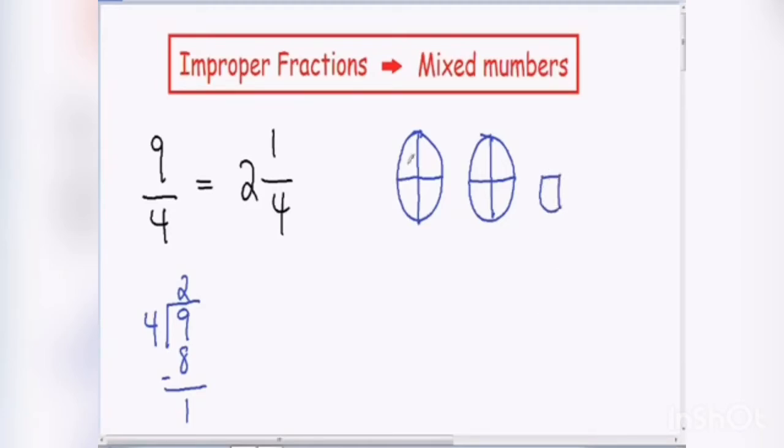So let's count how many fourths of the pies we have total. We have 1/4, 2, 3, 4, 5, 6, 7, 8, 9. We have 9 fourths of the pie, or 9 over 4. So hopefully you can see that 9 fourths of the pie is exactly equal to 2 whole pies plus 1/4. So hopefully this makes more sense how an improper fraction of 9 over 4 is exactly equal to a mixed number of 2 1/4.